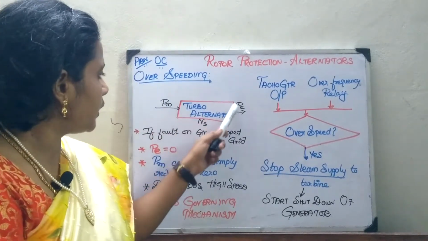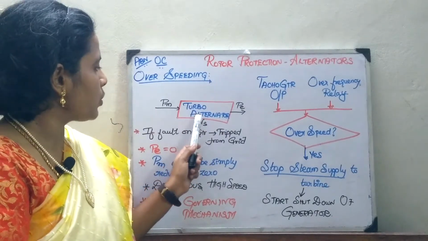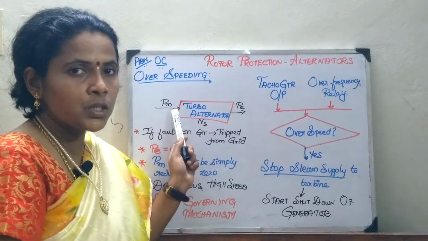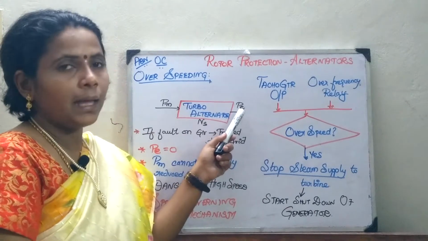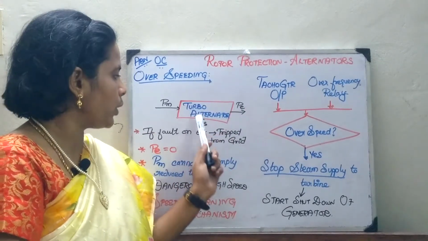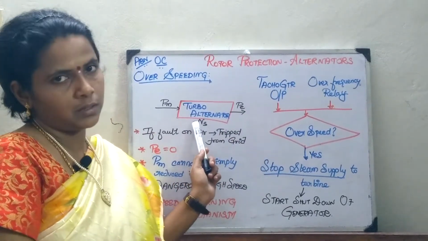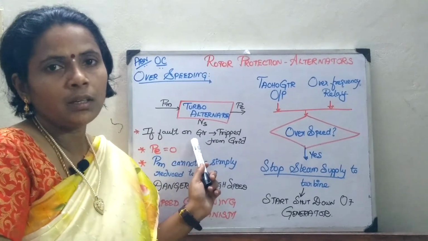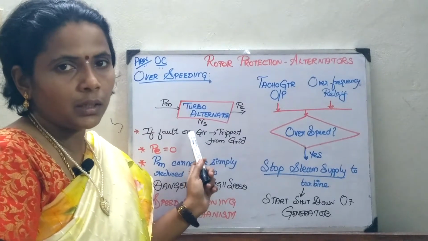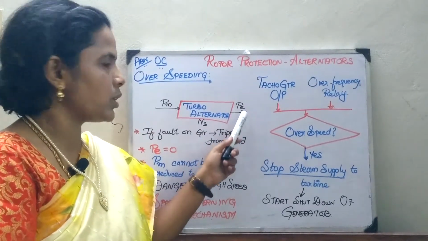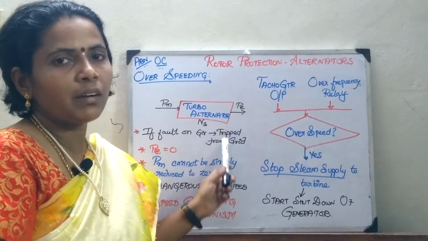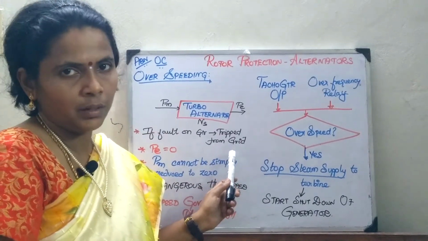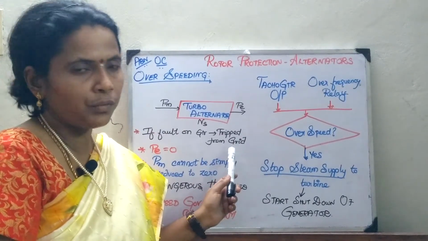Now, let us consider a turbo alternator. Of course, the input is going to be the mechanical energy and the output is going to be the electrical energy, and the system is going to run at a synchronous speed ns. Now let us consider a fault occurring on the generator. What will happen? If a fault occurs on the generator, the generator should be tripped from the grid immediately so as to avoid damage.